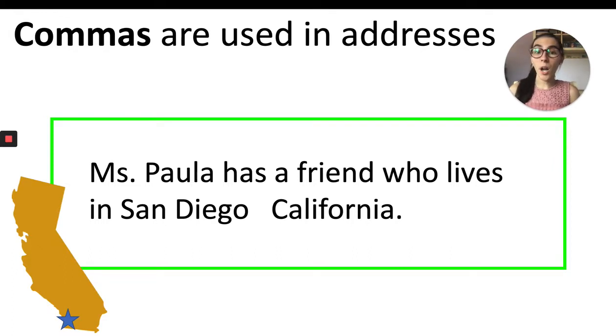It says, Miss Paula has a friend who lives in San Diego, California. And yes, that is true in case you were wondering. So, San Diego, California is an address. It is a location or the place where something is found. So, San Diego is the name of a city. California is the name of a state. So the comma would go between the name of the city and the name of the state, right there. Okay, so that's one place where you can use commas.